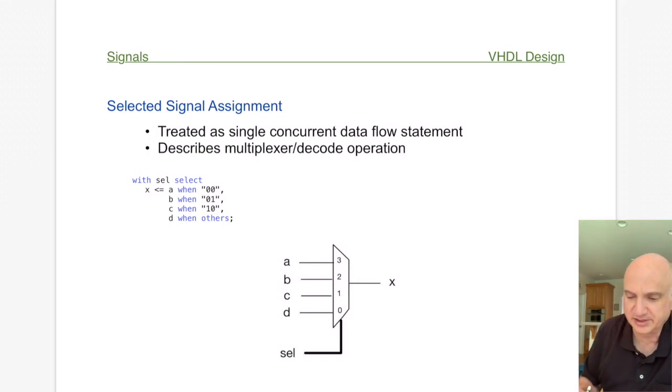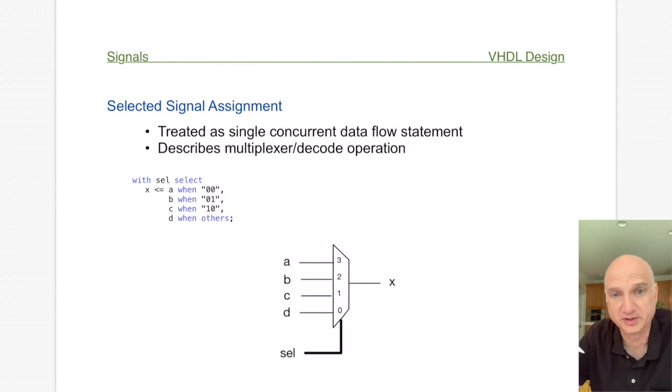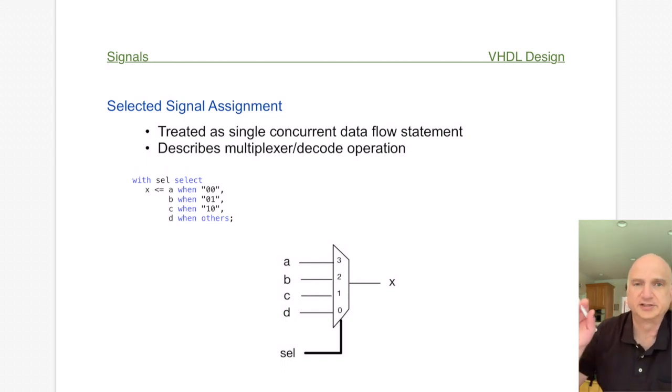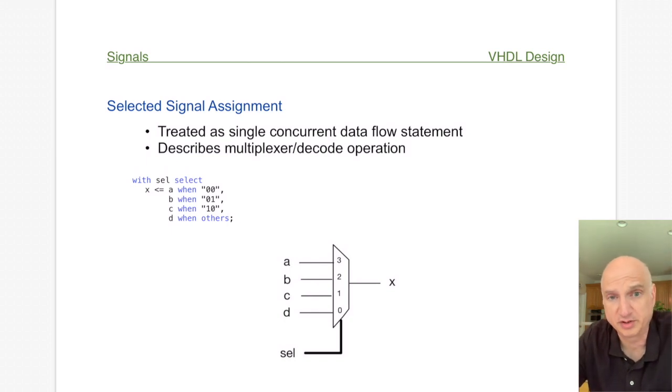The selected signal assignment statement, just like all other statements inside the architecture, is a concurrent data flow statement, so it operates concurrently within the architecture. It describes fundamental things like multiplexers and decoders. We're going to look at an example of a multiplexer and a decoder so we can see the selected signal assignment statement in operation. Selected signal assignment statements do not work inside processes. They are an architecture data flow statement, so you can't put them inside of a process statement, as most new people find out when they start trying to do the designs.